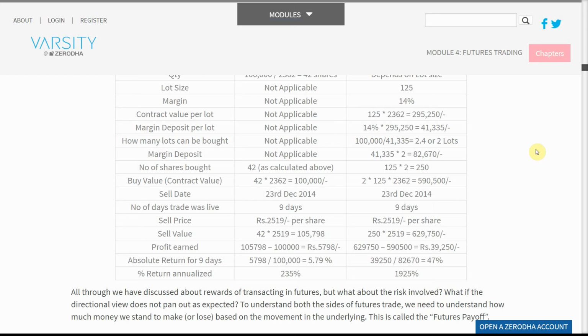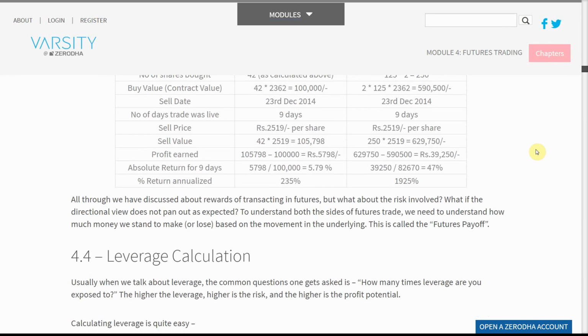Profit earned: 105,798 per 100,000 equals 5,798 rupees per lot; 629,750 minus 590,500 equals 39,250 rupees per lot. Absolute return for 9 days: 5,798 / 100,000 equals 5.79%; 39,250 / 82,670 equals 47%. Percent return annualized: 235%, 1,925%.